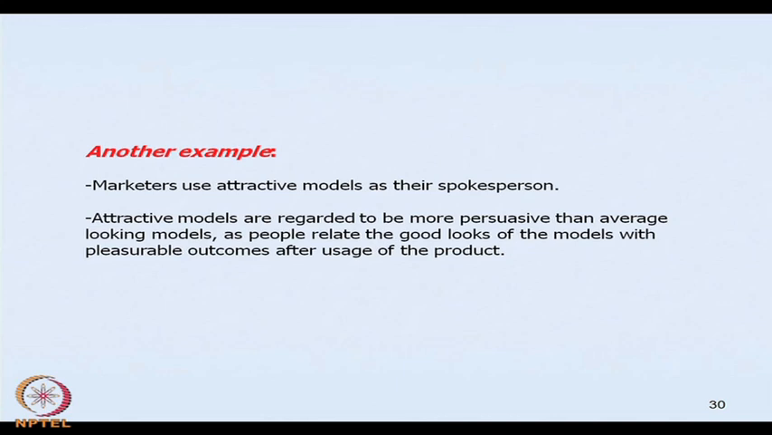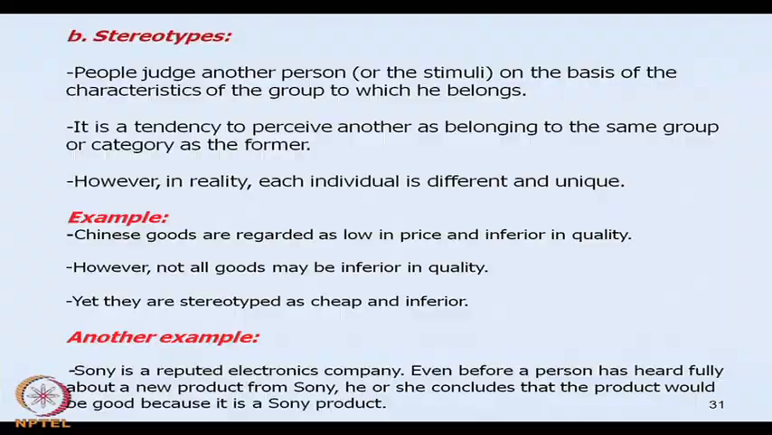Another error which we make is stereotyping. People often judge other people on the basis of the characteristics of the group to which they belong. So it is a tendency to perceive a person based on his peers or based on the other members in the group. This of course may not always be correct. For example, Chinese products are always regarded as low in price and inferior. However, not all products may be inferior in quality, yet they are stereotyped as being cheap.